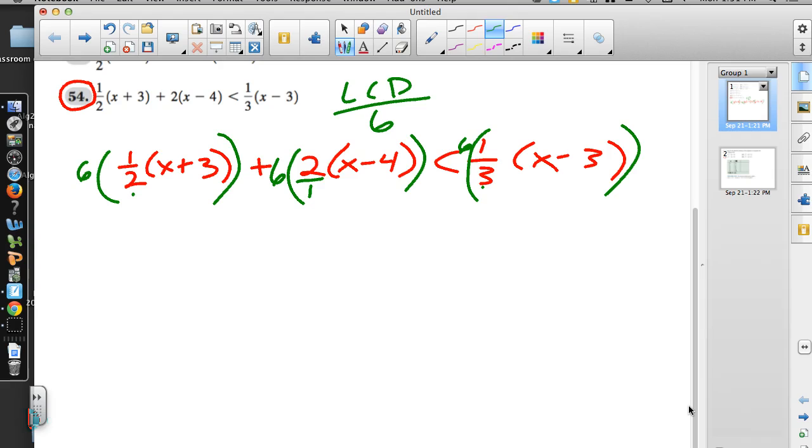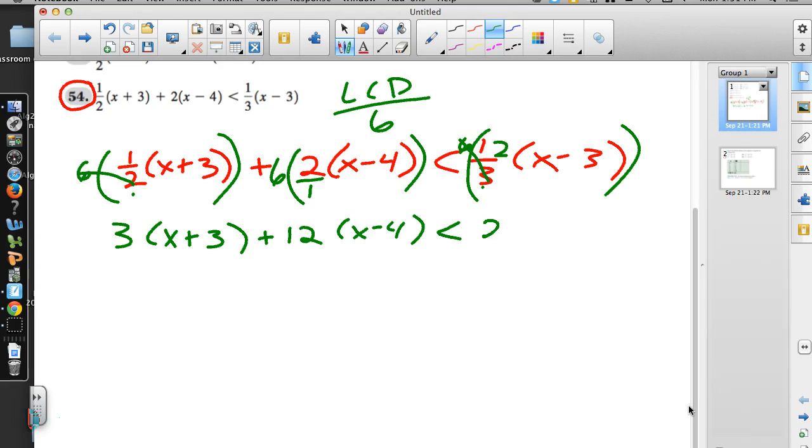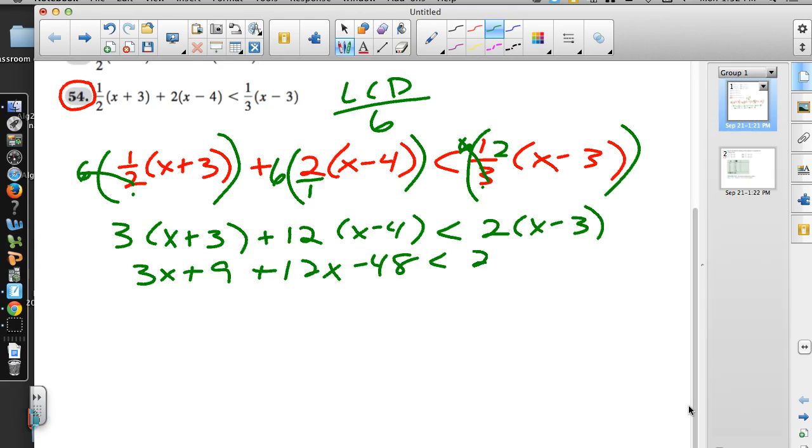Well, here 6 times 1/2 will give us 3 times the quantity x plus 3. Here it's just going to be 6 times 2, which will be 12 times the quantity x minus 4. Over here the 6 and the 1/3 will reduce to 2. And now there are no more fractions, and that generally takes care of the issues for everybody, but I will go through this the rest of the way so that you can check and see if you had any more math that you had a mistake in.